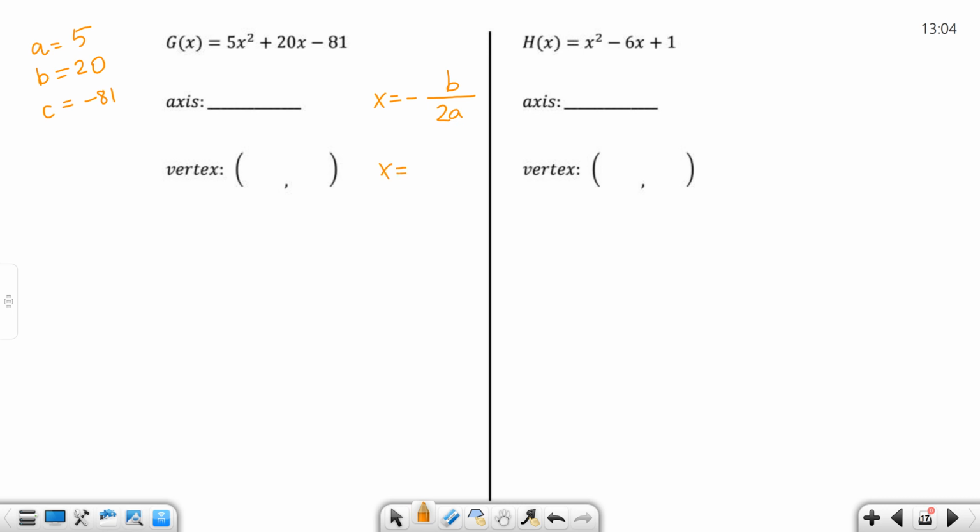So let's see what we have. x equals negative 20 over 2 times 5. So x equals negative 20 over 10. So x is negative 2, right? So x equals negative 2 is my vertex there. So 20 over 2 times a is 5 with a negative out front, right? And I didn't have any negatives in a and b to change that negative sign. So x equals negative 2, and I know my vertex, negative 2.